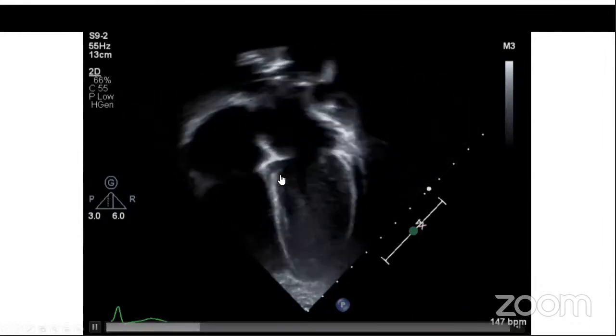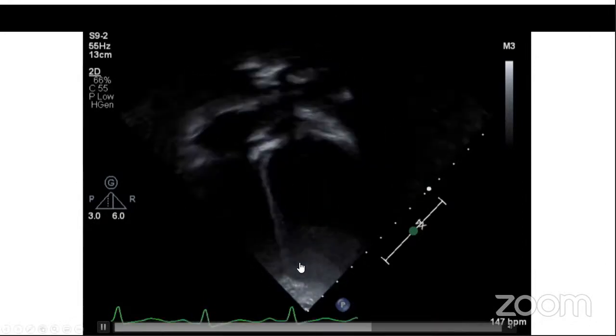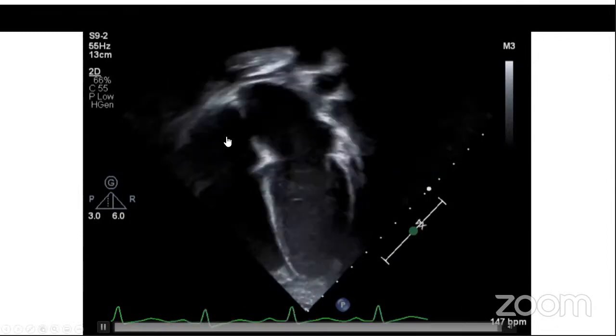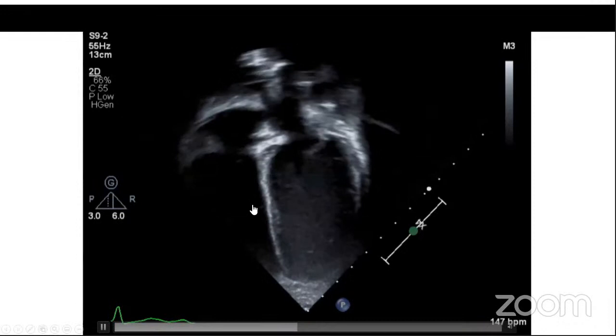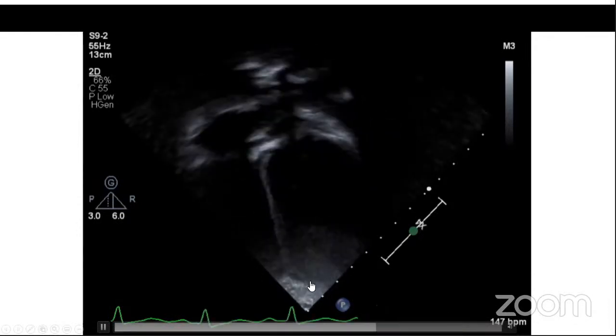So I wanted to quickly show this in case you have not seen echo before. This is called an apical 4-chamber view. It's just looking at the 4 main chambers of the heart. So we have our right atrium up here, right ventricle, left atrium, and left ventricle down here.